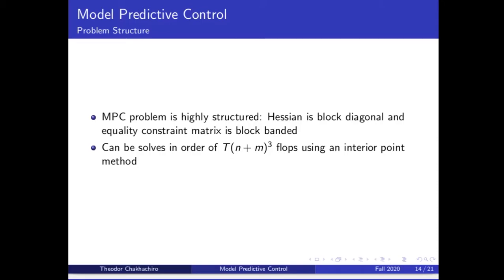The problem structure of the MPC is really interesting. Our Hessian block is block diagonal, and the equality constraint matrix is block banded. This means that the control input and the x of t, which is our state vector, are highly correlated, and in fact this is due to the choice of our linear dynamic model. So x of t plus 1 depends on x of t and u of t, and this is why it's block banded. Now this means also that we can solve the problem really fast because of its structure, in the order of T times (n plus m) cubed.